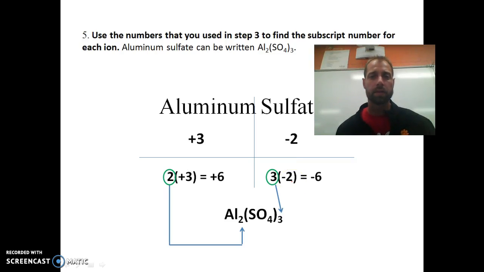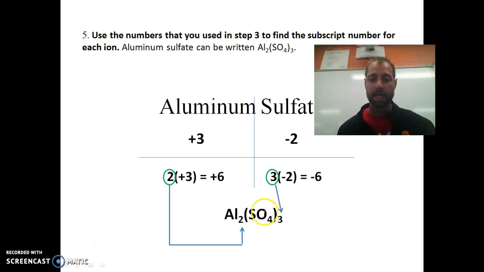Use the numbers that were used in step 3 to find the subscript number for each ion. For aluminum, we had to multiply the valence number by 2. We're going to take that 2 and write it as a subscript behind aluminum. Sulfate's valence number of negative 2 is multiplied by 3. We are going to take that 3 and write it as a subscript behind sulfate.